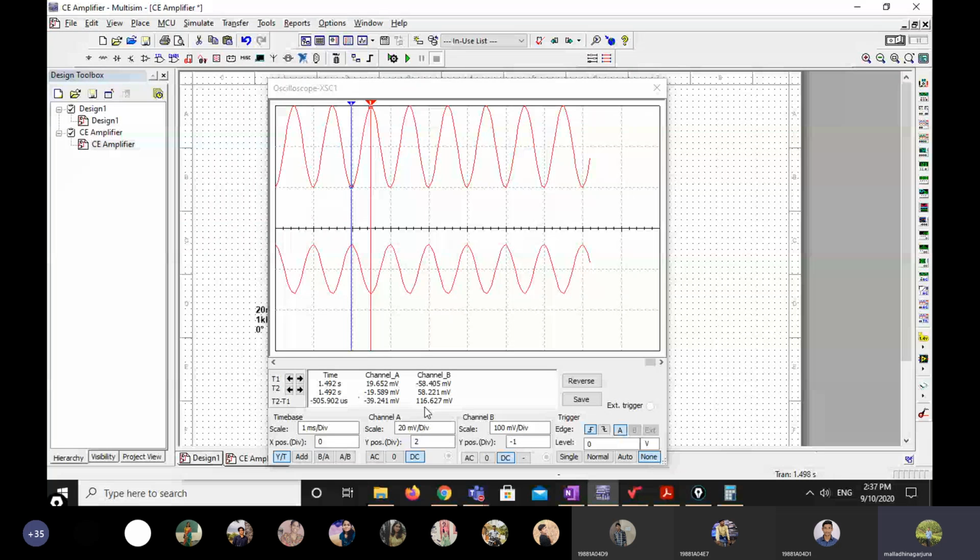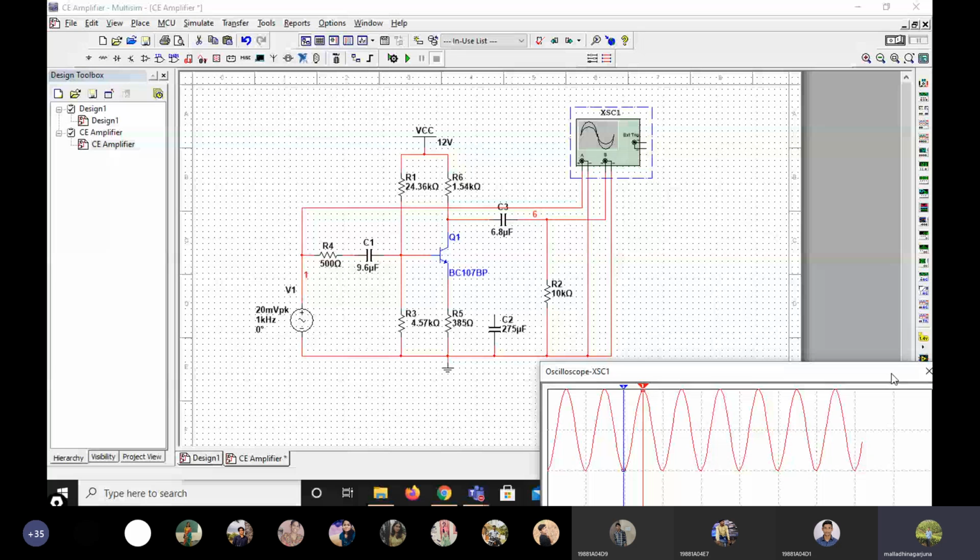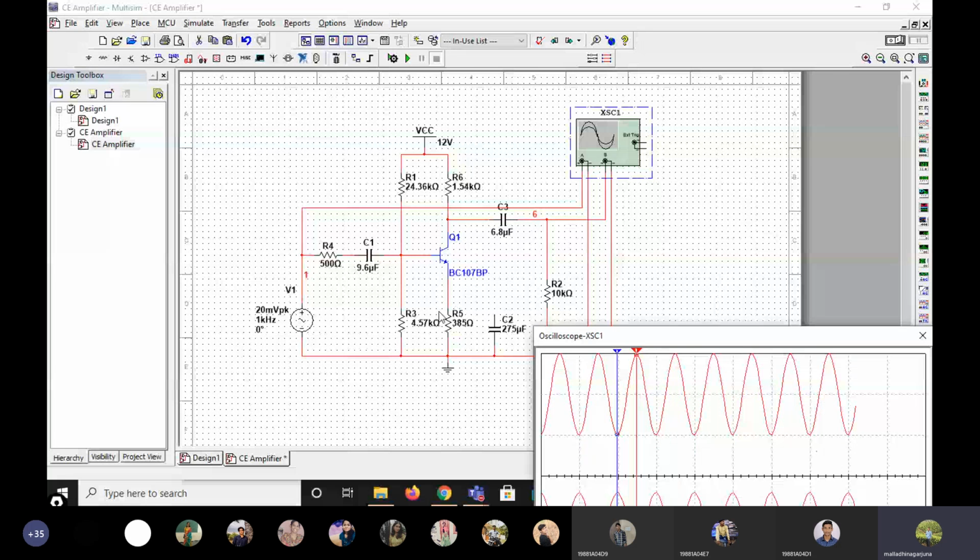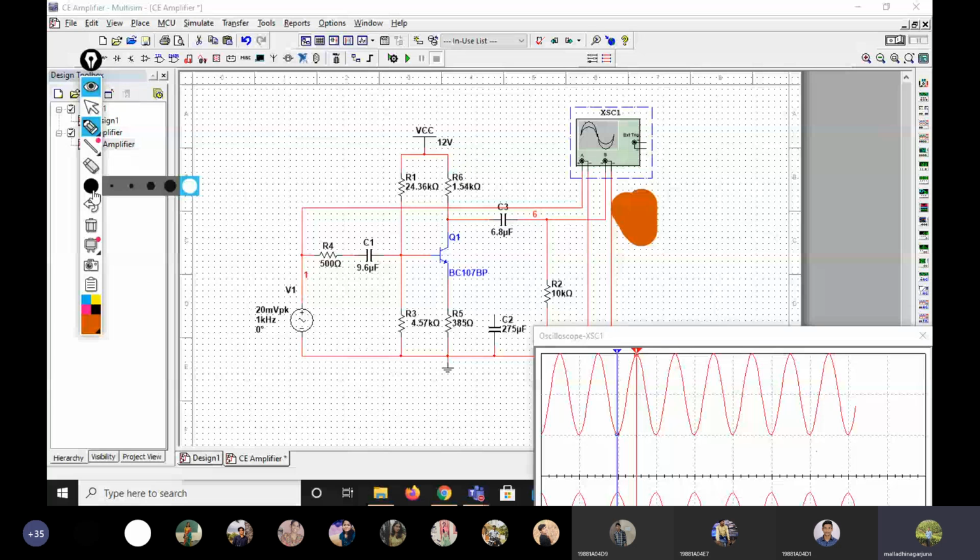Voltage gain is 3. So see, if I remove the bypass capacitor, the current will flow through the RE resistor, so there will be a voltage drop. The drop is VE. So VC equal to output voltage, VC minus VE. If you make VE equal to 0 by connecting the bypass capacitor, then your output is VC, the maximum voltage.